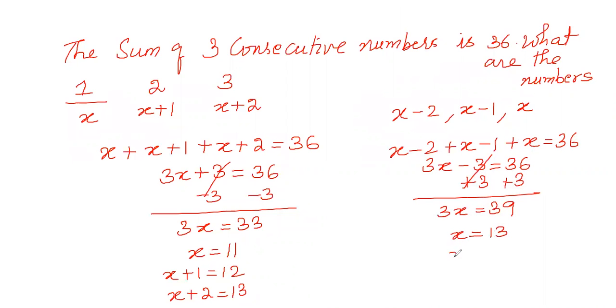So if x is 13, then x minus 1 is equal to 12, and x minus 2 is equal to 11. So in both the cases you get 11, 12 and 13. These are consecutive numbers. This is how you solve the equations. When you see a problem, you have to read it, understand it and make it into an equation. Then you can solve it, right?